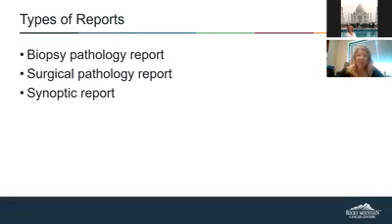Following all the biopsy pathology reports, we then get a surgical pathology report, which is the report that's generated when a woman has either a lumpectomy or a mastectomy. And then the synoptic report is basically the final report that puts everything together for us. The synoptic report is typically tacked on at the end of the surgical pathology report.